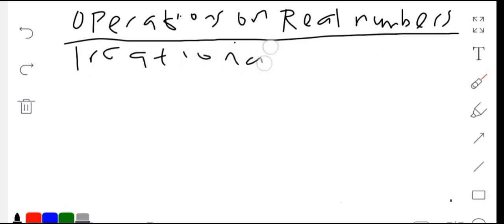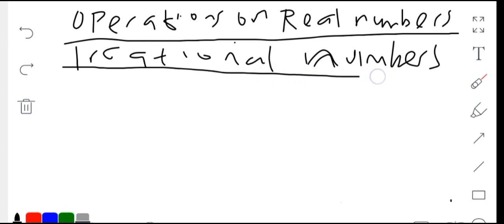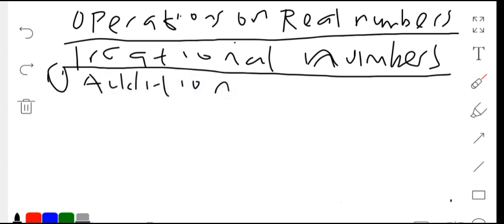We've talked about rational numbers, so now irrational numbers. You are still going to have 4 operations here too. Same thing, just like the other one. So the first one, addition. Let's look at addition of irrational numbers. I hope you still remember the examples of irrational numbers that we have.